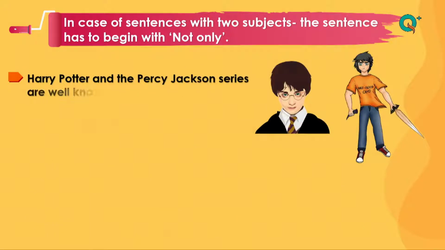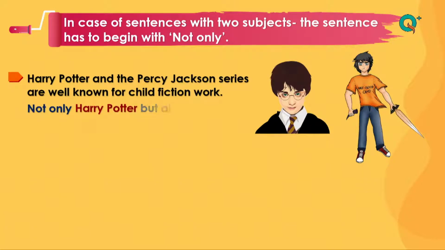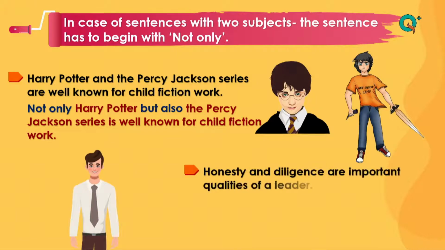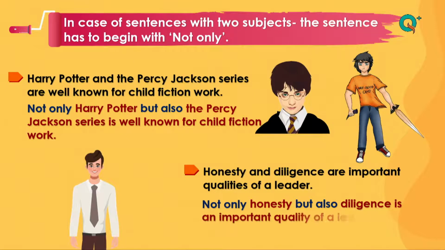Harry Potter and the Percy Jackson series are well known for child fiction work. So we will begin with not only, then put Harry Potter. Replacement of and is but also. The Percy Jackson series is well known for child fiction work. Okay, so are turned into is. Now, next sentence. Honesty and diligence are important qualities of a leader. So again, we'll begin with not only honesty, but also diligence is an important quality of a leader.